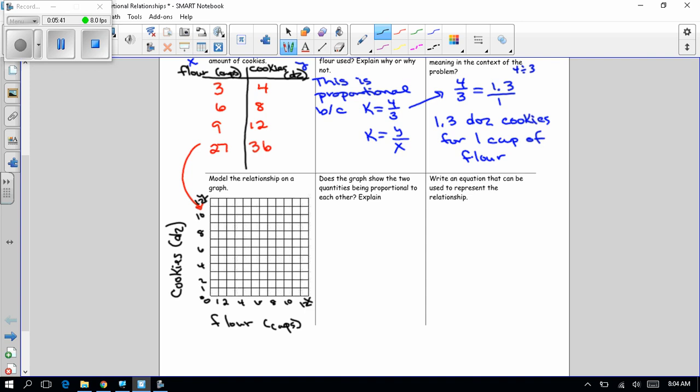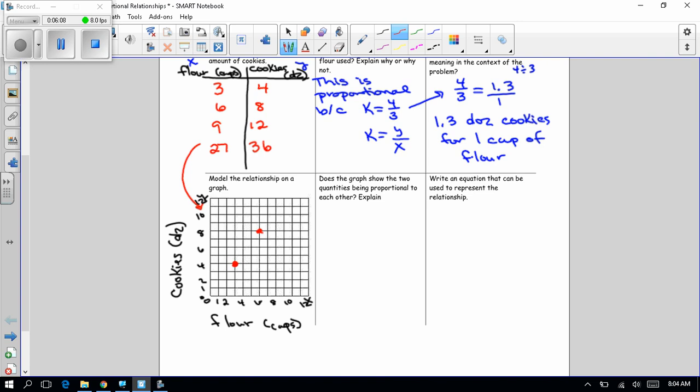Now take that data from that table, and we're going to start to graph it. Flour is our X, so it's across the bottom. So I'm going to go to 3 on the bottom and up 4 right there on the cookies. There we go. 6 on the cups of flour and 8 right there is 8. 9 cups of flour.